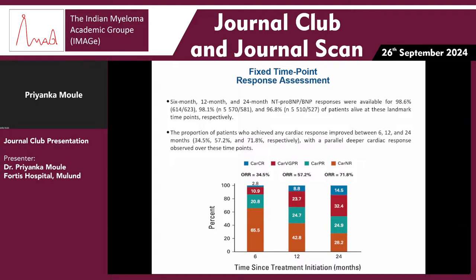They analyzed the NT-proBNP values at fixed time points, which are 6 months, 12 months, and 24 months. In this bar diagram, we can see that over the period of time, the responses were deepening. In the first 6 months, the ORR was only 34.5%, with only 2.8% of people achieving a cardiac CR. By the 24-month time point, 71.8% achieved an overall response, with 14.5% achieving a CR.